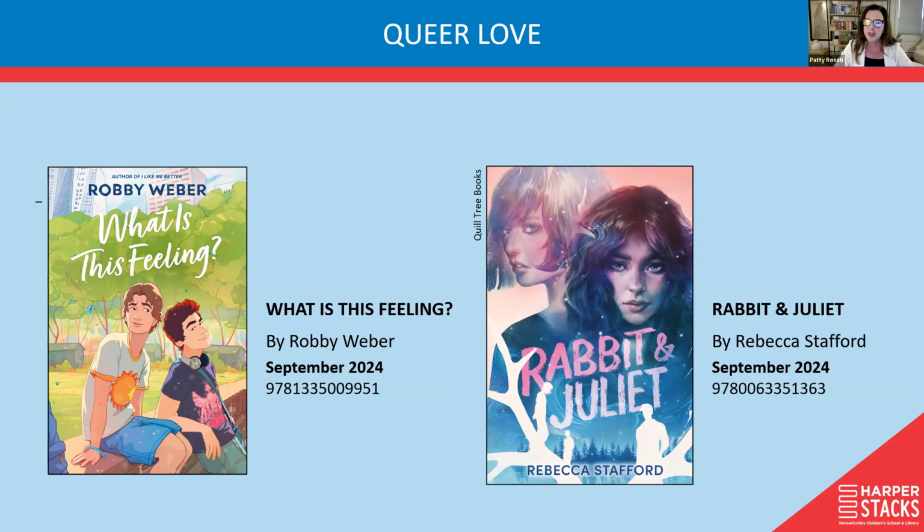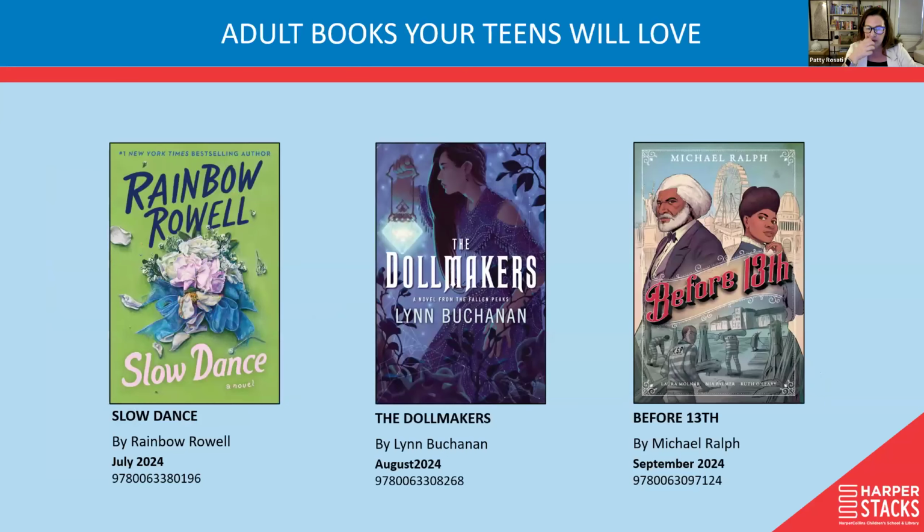And then we have Rabbit and Juliet. Rebecca Stafford is an award-winning author, poet, and critic. She's published in The New Yorker, The Nation, and the Boston Review. Rabbit and Juliet is her first foray into YA fiction, and it's a haunting, irreverent contemporary novel about agency, grief, and toxic first loves.